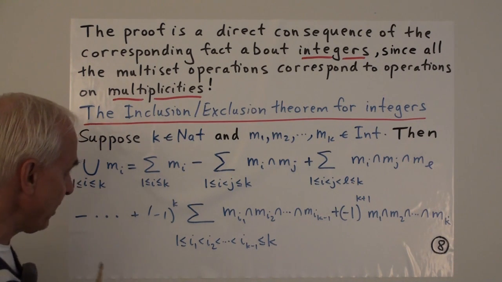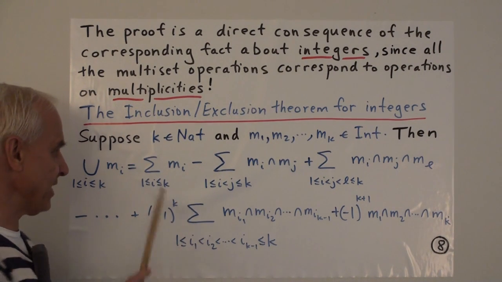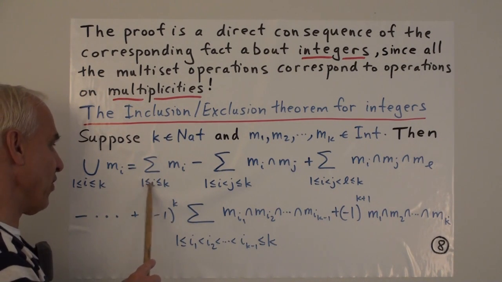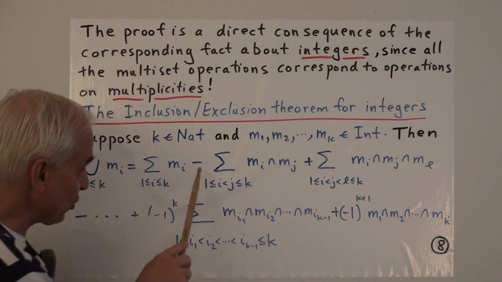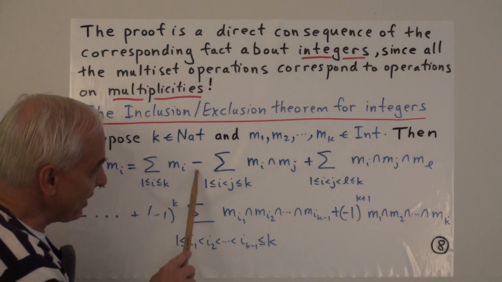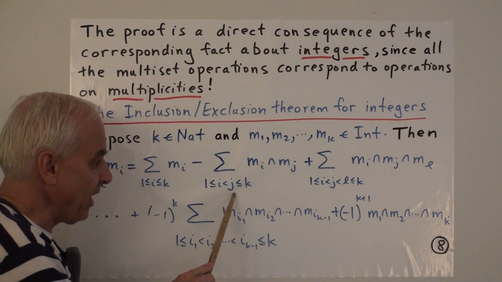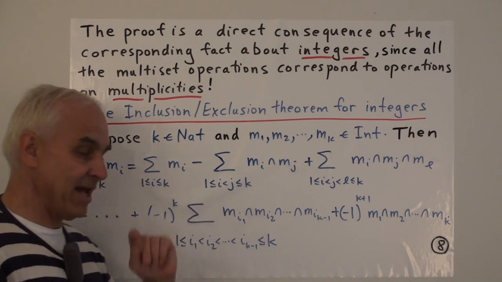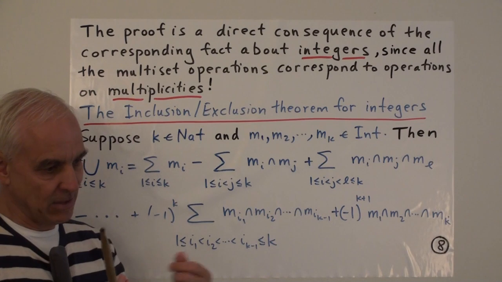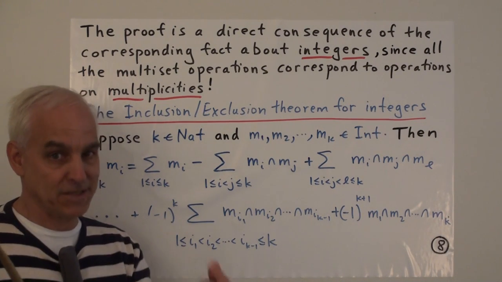And then on the right-hand side, the first term is the sum of all the mi's. So that's just the sum as i goes from 1 to k of mi. And then the next term, we can write it with a minus sign, and then the sum as i and j range from 1 to k, and i is always less than j. So that guarantees that we're picking out all pairs of distinct elements from 1 to k.